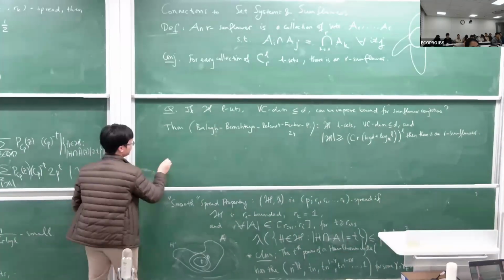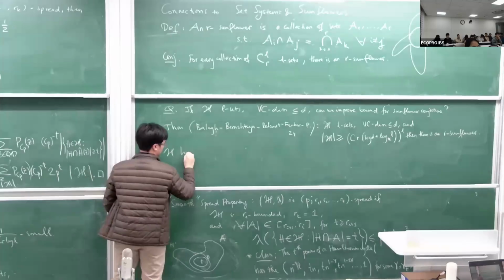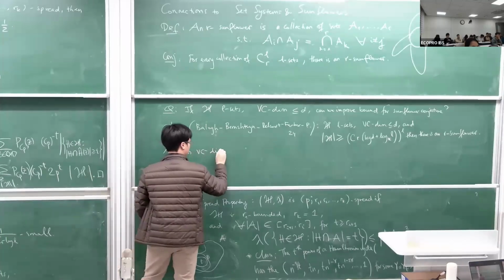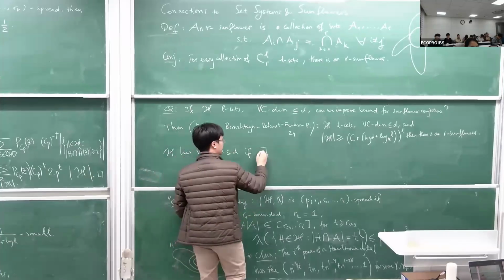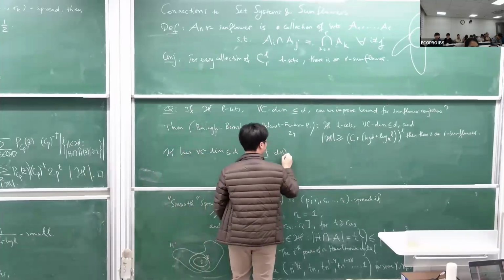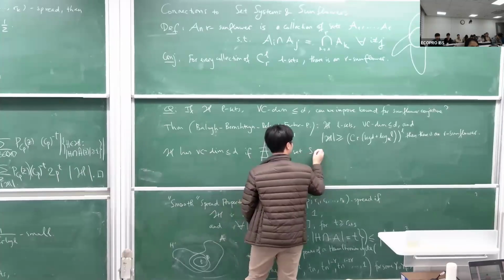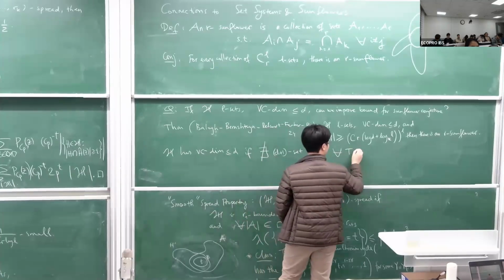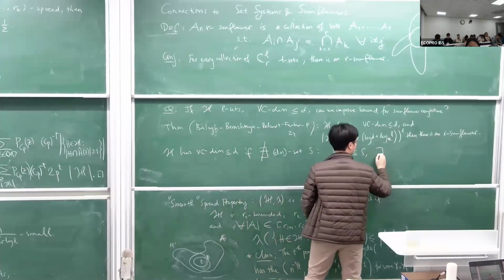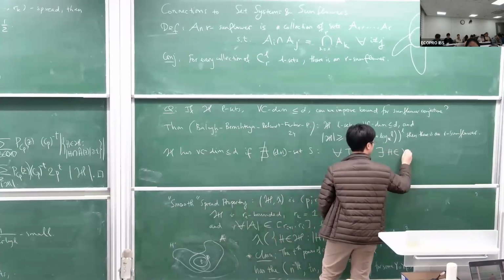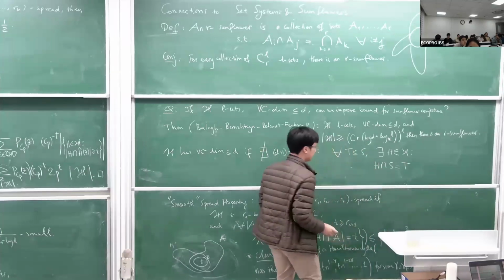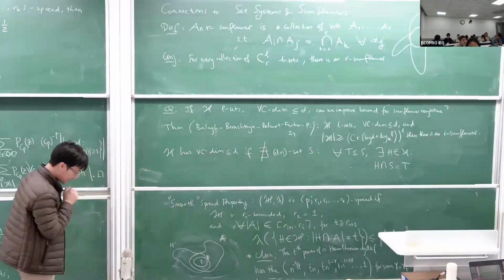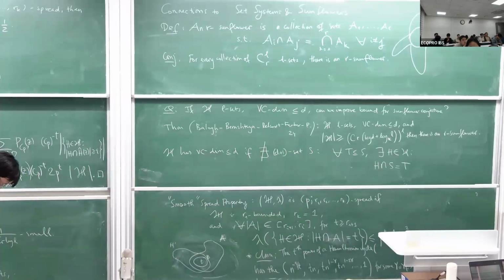So here we say that H has VC dimension at most D if there does not exist any size D+1 set S such that for every subset T of S, there exists some H from our family that intersects S in exactly that subset T. Okay, so no set S of size D+1 is shattered.